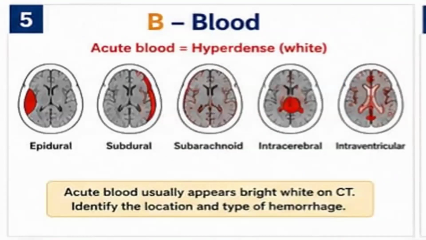Next, look for blood. Acute hemorrhage appears hyperdense, which means bright white on CT scan. Identify the location and pattern of bleeding. Common types include epidural hematoma, subdural hematoma, subarachnoid hemorrhage, intracerebral hemorrhage, and intraventricular hemorrhage. Recognizing these patterns is an essential skill in emergency medicine and neurology.